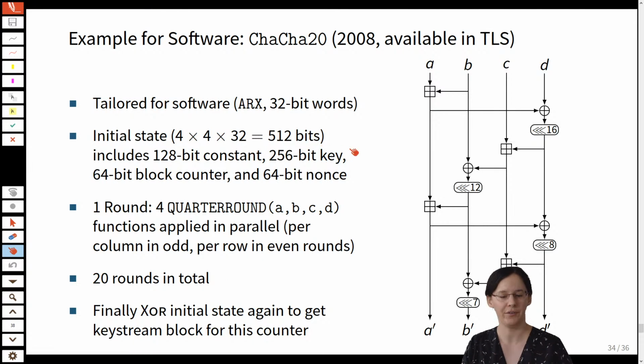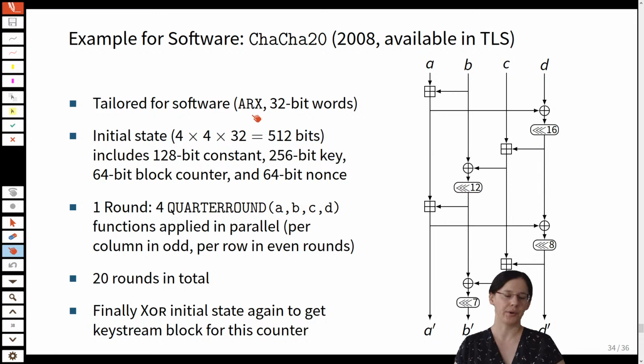Now for a very different stream cipher design, which is absolutely not targeted at hardware, but at software. This no longer has anything to do with LFSRs, but it's a different kind of stream cipher design. So this is ChaCha20, which is actually also available in TLS, even in version 1.3. And it's the only alternative besides AES that you can choose for encryption, actually. So what does it look like?